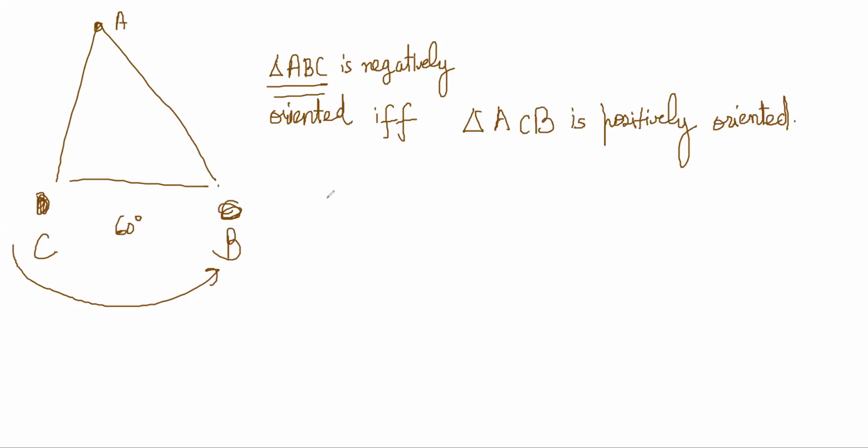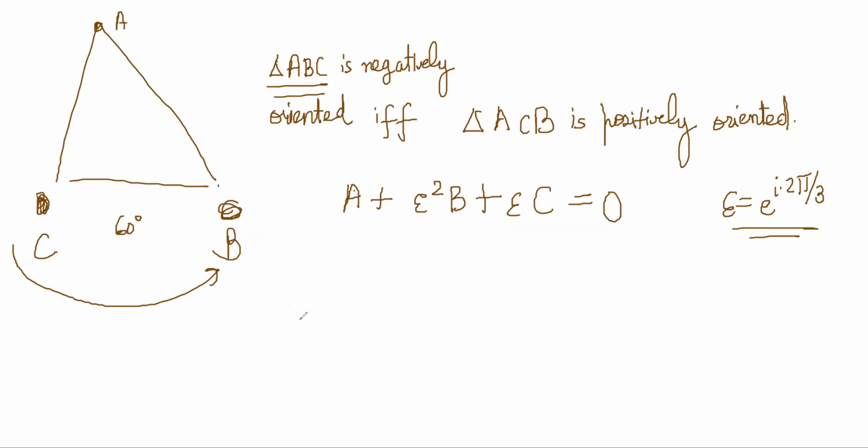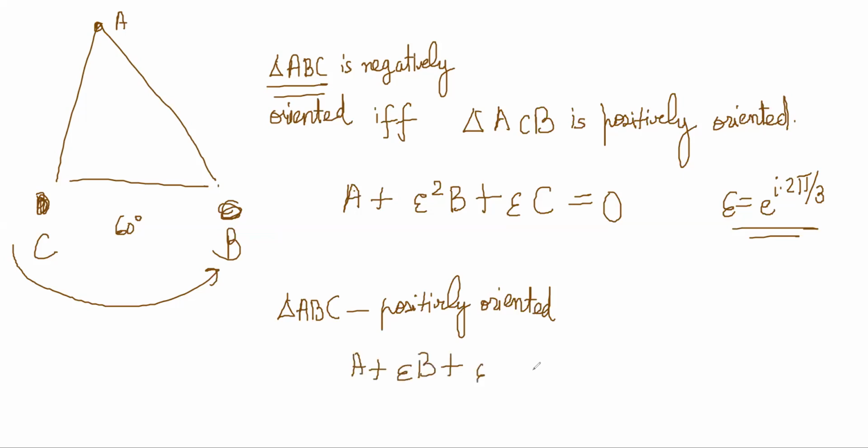In that case, the result that comes is A plus epsilon square B plus epsilon C is equal to 0, where epsilon is e power i 2π/3. So in a positively oriented triangle, you had this result: A plus epsilon B plus epsilon square C is equal to 0. And in a negatively oriented triangle, you have this result. Epsilon is the same everywhere.